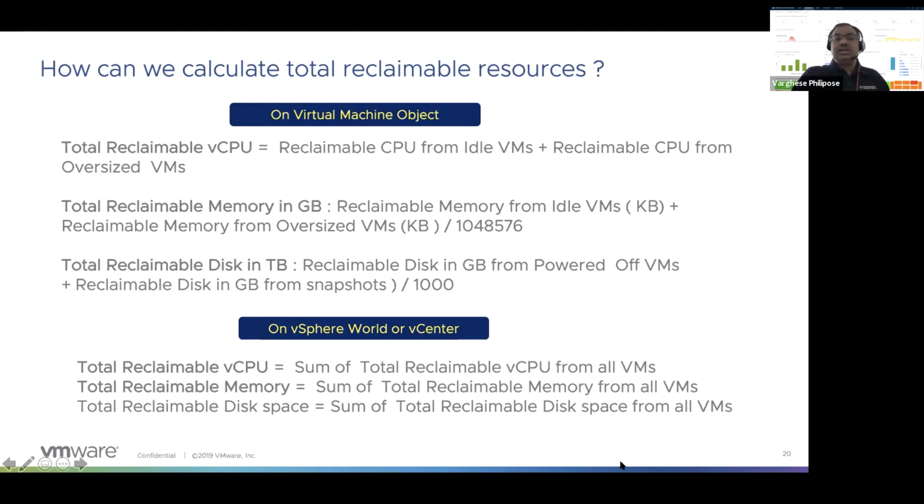Same goes for the TB as well on the reclaimable disk, because reclaimable disk comes in GB. So that becomes a very big value when you are looking at a big environment, right? So that definitely you can again use a mathematical equation in converting that into TB. I will not go into this because this is just like what we have done. It is just a mathematical calculation. We will go into the advanced ones.